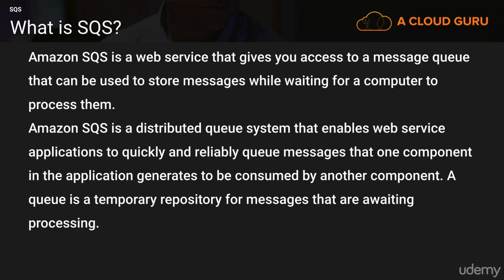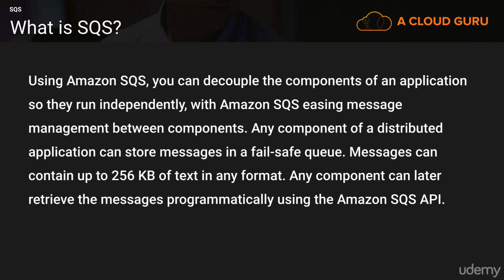So Amazon SQS is a distributed queue system that enables web service applications to quickly and reliably queue messages that one component in the application generates to be consumed by another component. So that was my example of a web server generating a message that an application server needs to go in and do something inside an S3 bucket. A queue is a temporary repository for messages that are awaiting processing. Using Amazon SQS, you can decouple components of an application so they run independently, with Amazon SQS easing message management between components. Any component of a distributed application can store messages in a fail-safe queue.